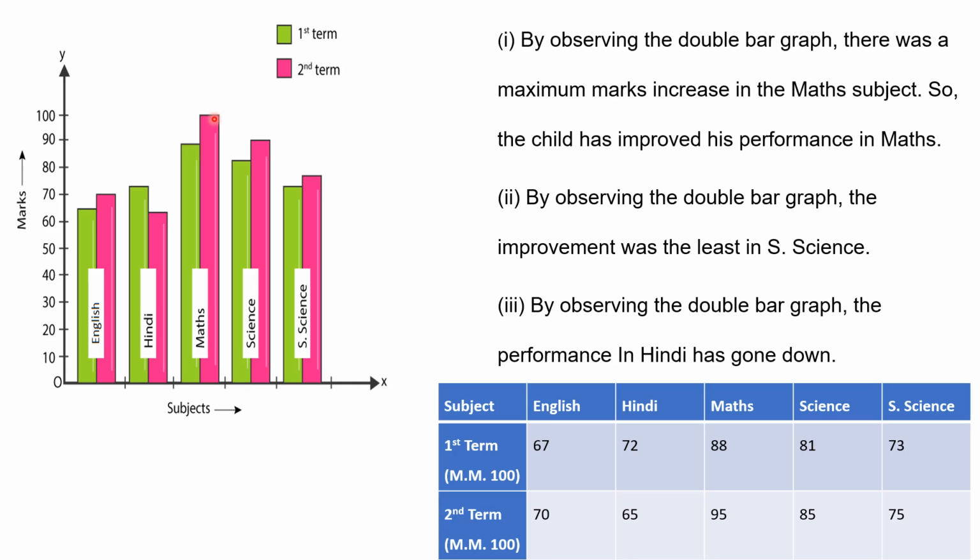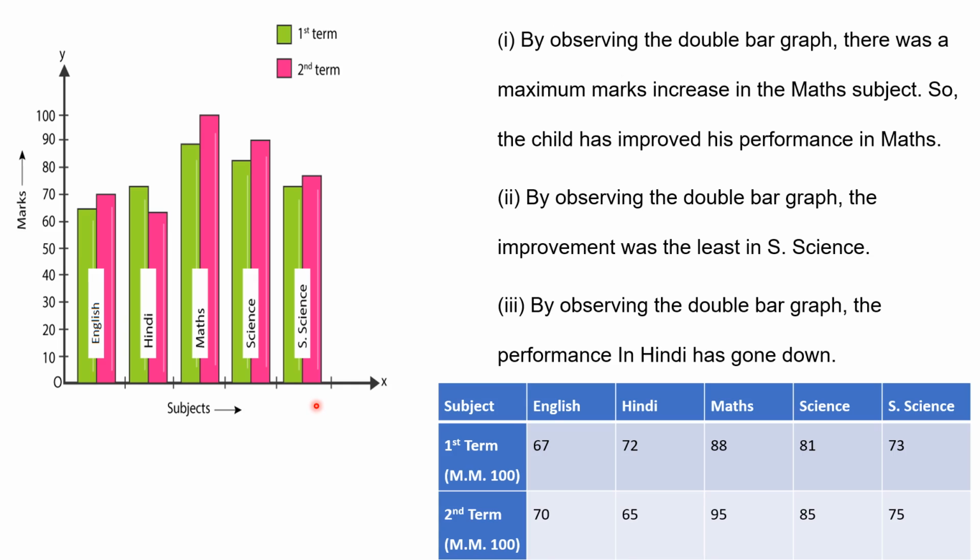The second question: in which subject is the improvement least? Means you have to compare between the first term and second term marks. Here you can see in social science, there is not much gap between first term and second term, right? Hardly 2 marks difference you can see. That means in social science, performance improvement is least.